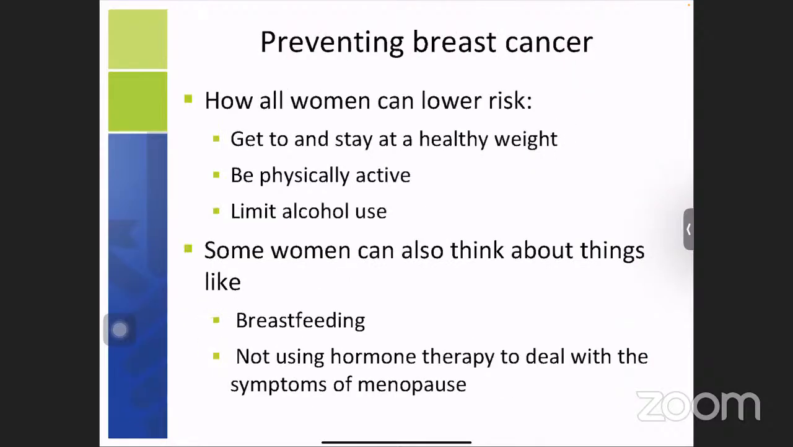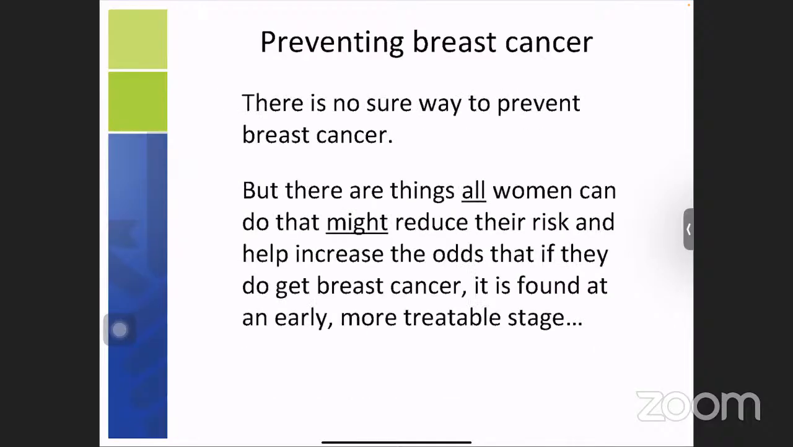So how to prevent this? We should stay healthy and be physically active. We should limit alcohol use. And we should think about having children and breastfeeding, because these things are preventive. And minimal use of hormonal therapy, especially in postmenopausal females.